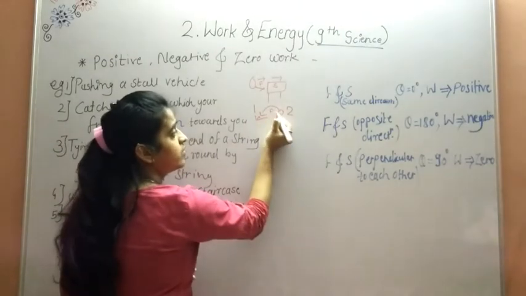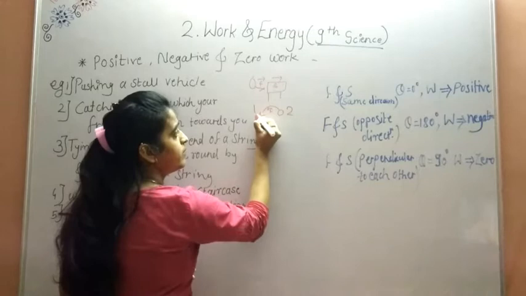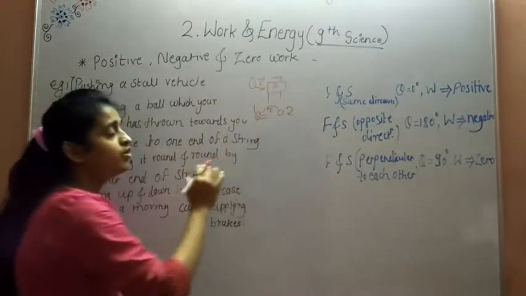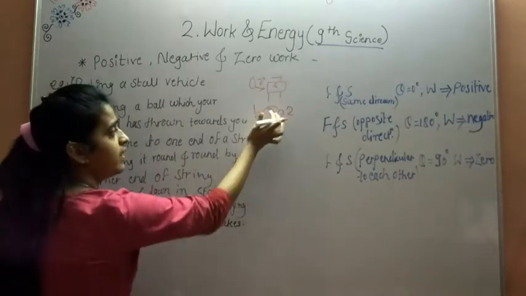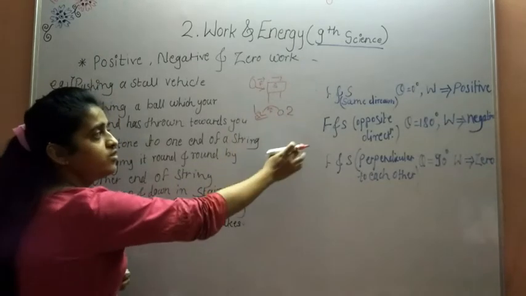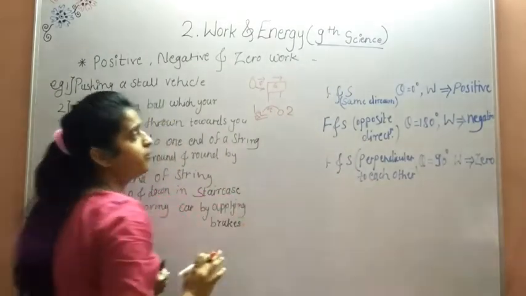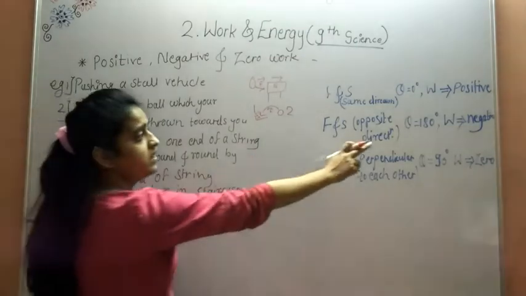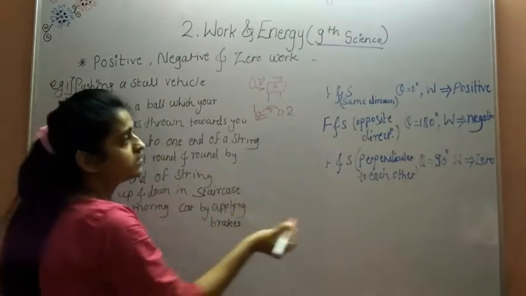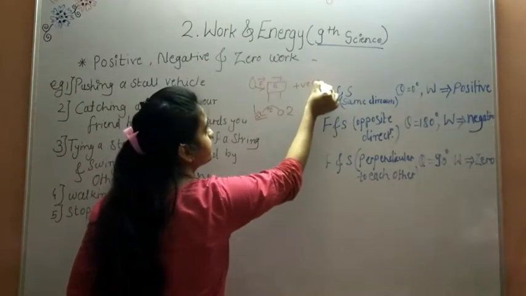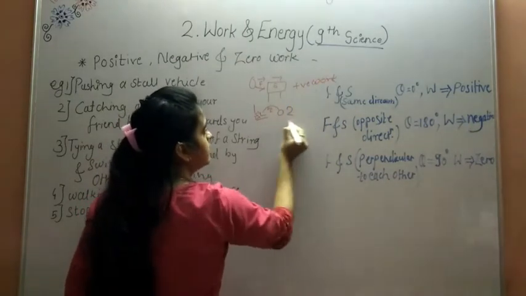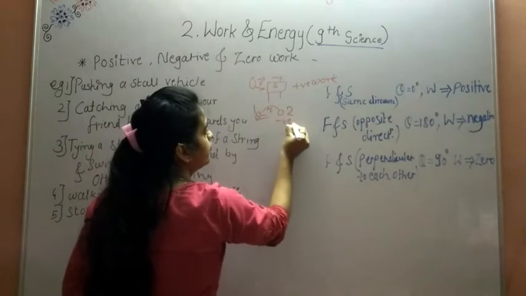So force is on this side and displacement on this side. So force and displacement are in opposite directions. So this is negative work. This is positive work done. And this is negative work done.